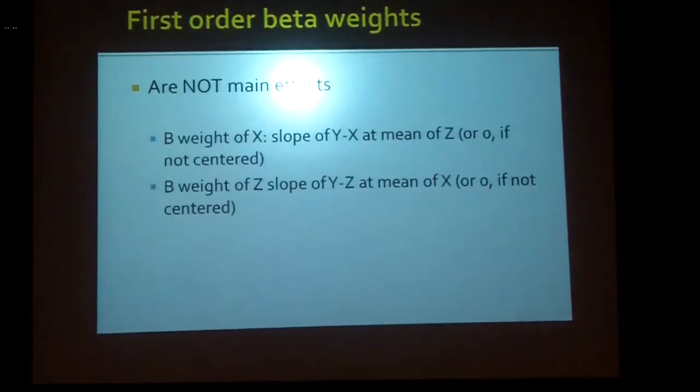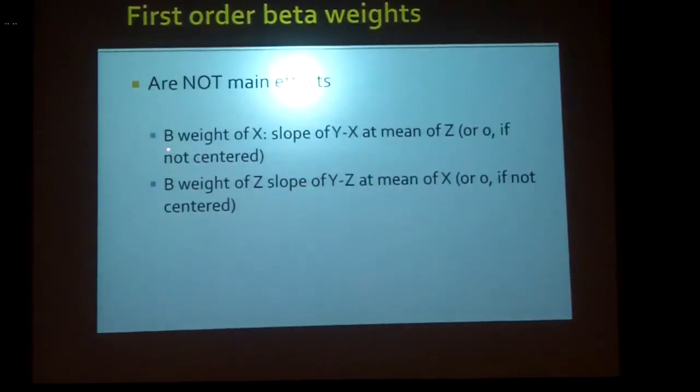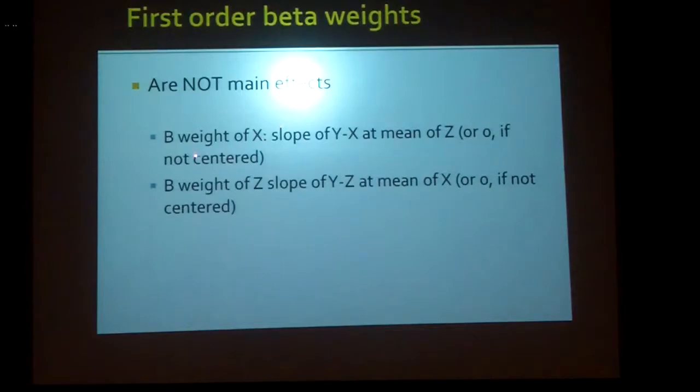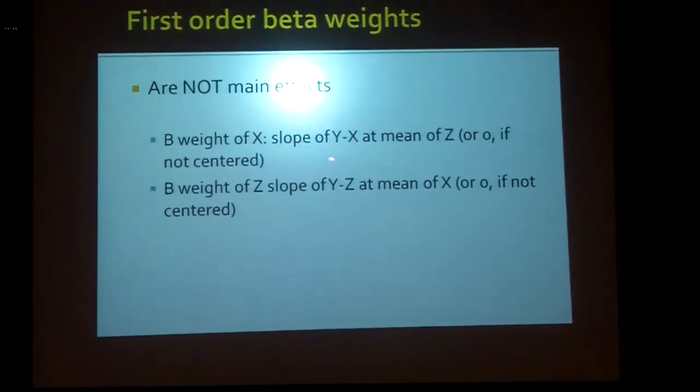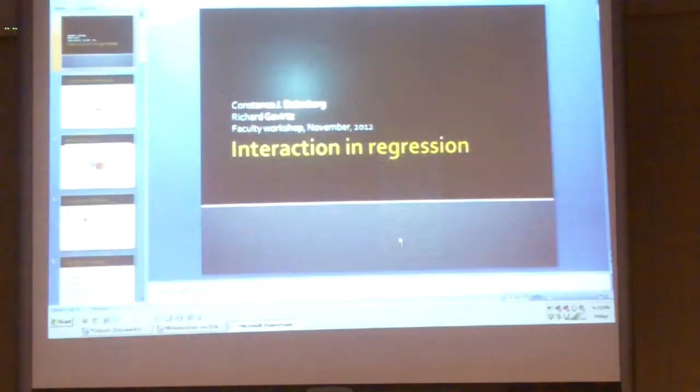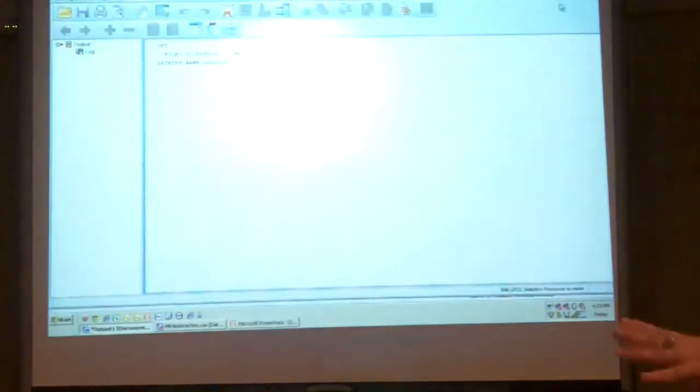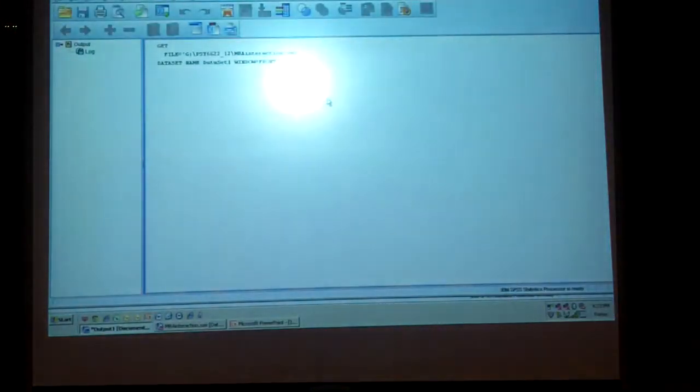Okay. And so this is a reminder that the first order beta weights, the B weight of X, means the slope of Y on X at the mean of Z, or 0 if it's not centered. And the B weight of Z is the slope of Y on Z at the mean of X, or 0 if it's not centered. So I think that's the low-level overview. And now we'll get into how you do the math of the interaction.